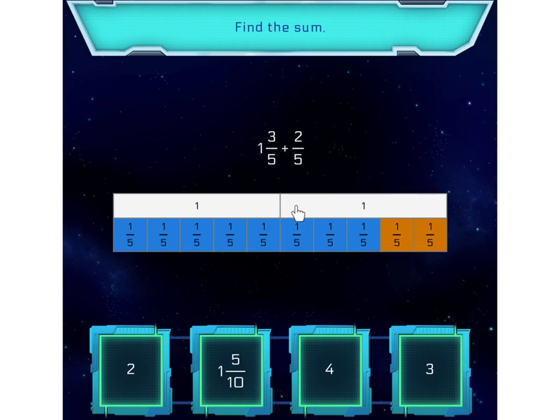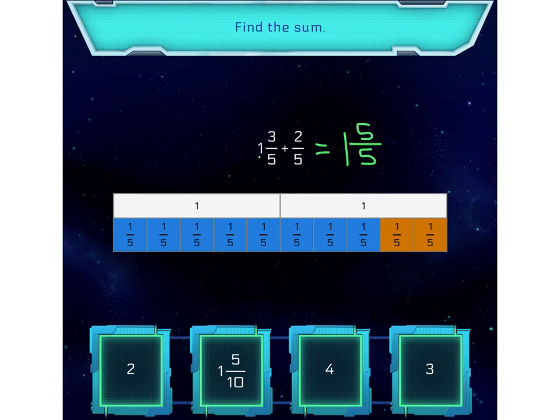Altogether, 1 and 3 fifths plus 2 fifths covers the span of 2 whole. Watch as I do this as an equation. I look at my whole number 1. I'm going to add it to the other fraction, which there is no whole number in. I have fifths as a common denominator, and then I add 3 plus 2, which is 5.